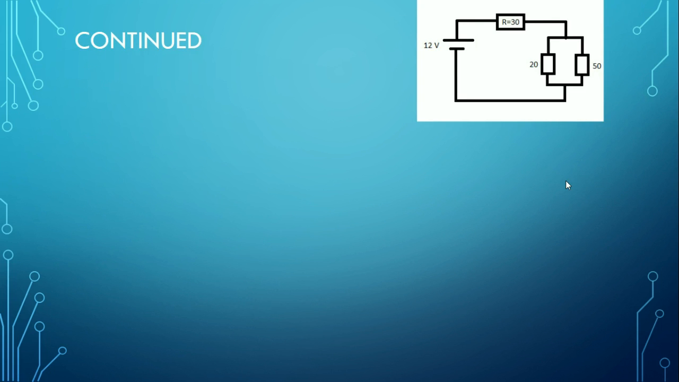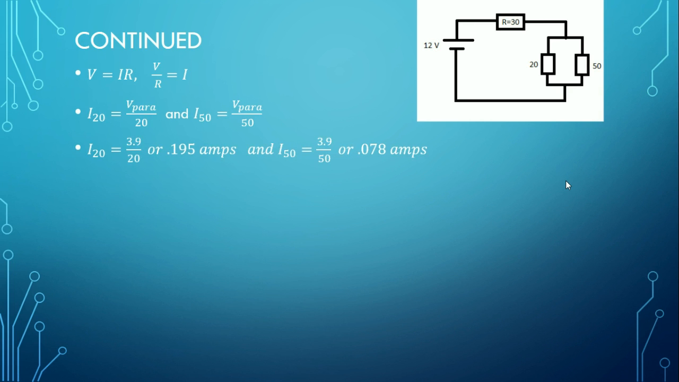So now we're going to solve for the current in the branches. V equals IR, so to find current, we just do voltage divided by resistance. The current in the 20 ohm resistor is the voltage of the parallel divided by 20 ohms, and in the 50 ohm resistor, it's the voltage of the parallel divided by 50. So 3.9 divided by 20 gives you 0.195 amps, and 3.9 divided by 50 ohms gives you 0.078 amps. Those are the two currents of the individual resistors. So that is the answer, and basically we've solved the whole circuit.